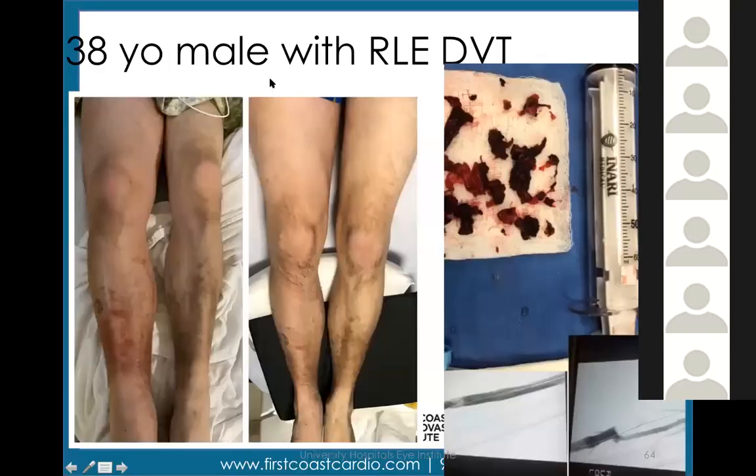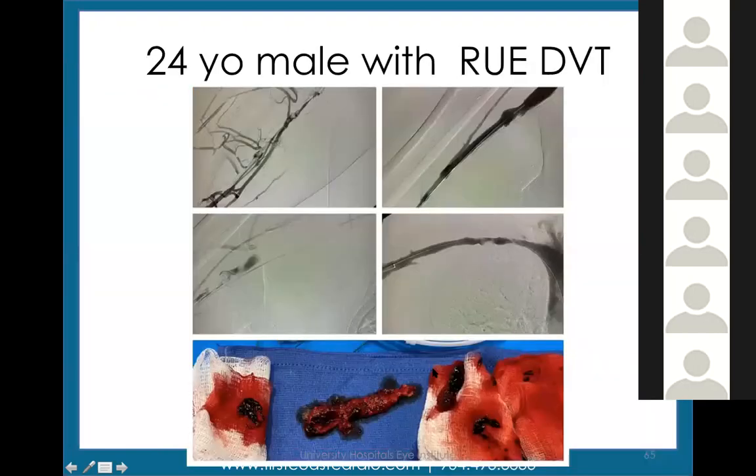So another case, 38-year-old guy with right lower extremity DVT. I think also some of us remember this young man, large, massively swollen, edematous right lower extremity. We also took him to the lab. We did a few runs of thrombectomy, and the patient was discharged home the day after.